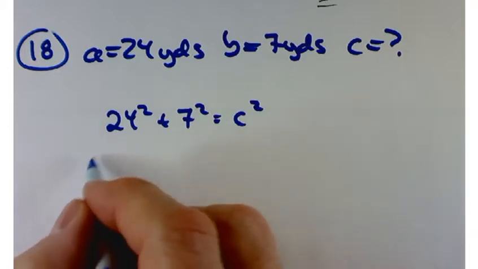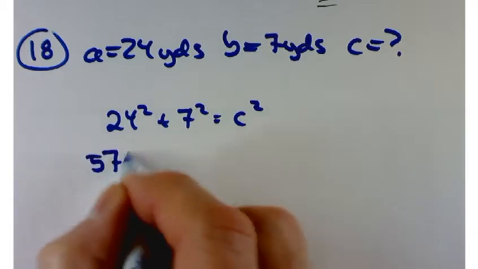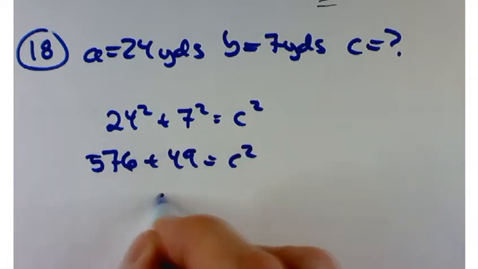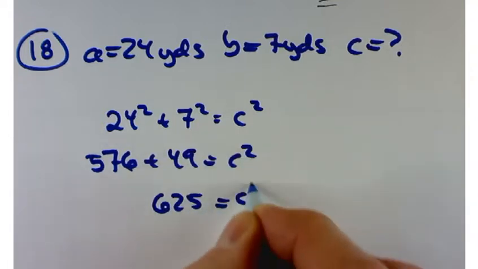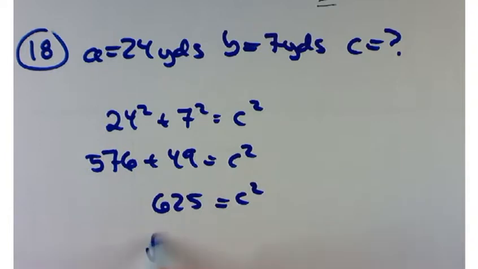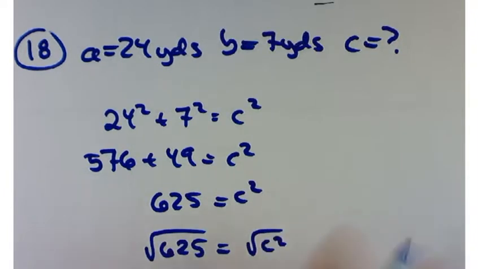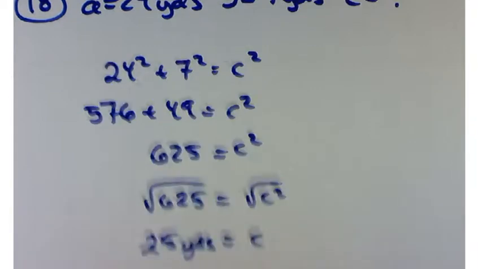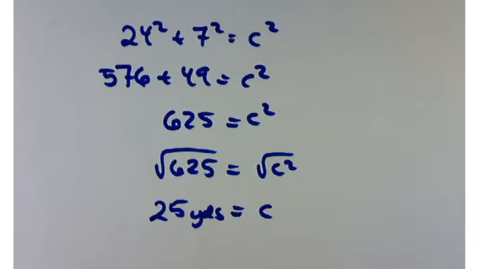So I believe that 24 squared is 576 plus 49 equals C squared. So 625 is C squared. If we take the square root on both sides, and we're just going to focus on the positive square root here because the length has to be positive, what's the length of the hypotenuse in this case? Good. 25 yards for the hypotenuse.